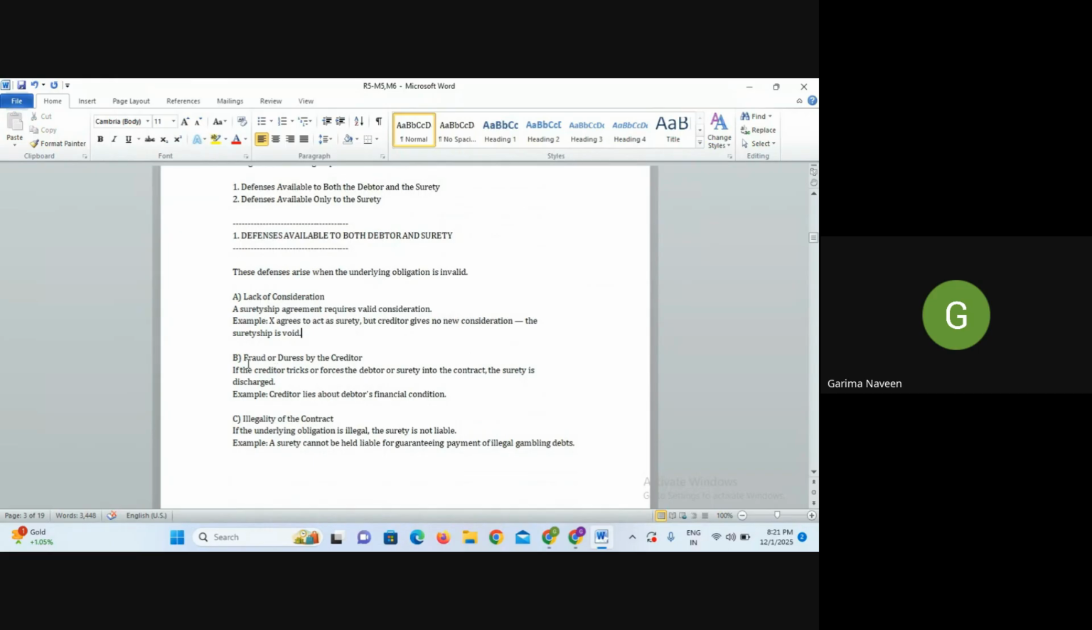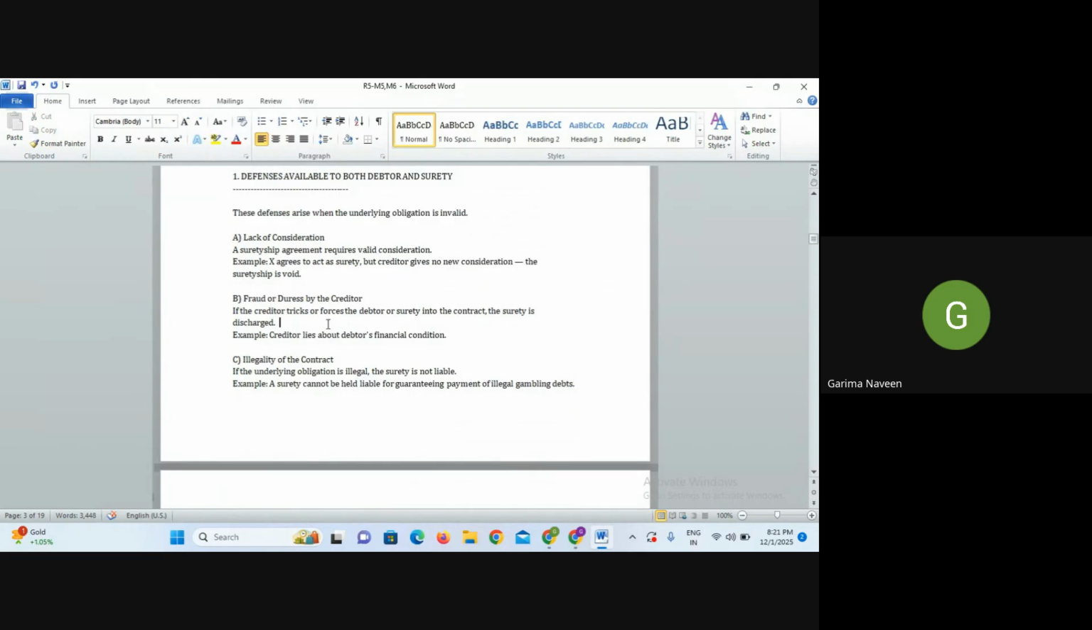Next, fraud or duress by the creditor. If the creditor is threatening the surety or the debtor, or the creditor is doing a certain kind of fraud, then the debtor as well as the surety can use this defense to escape from the liability. Okay. Illegality of the contract means if the underlying obligation is illegal, then the surety is not liable.